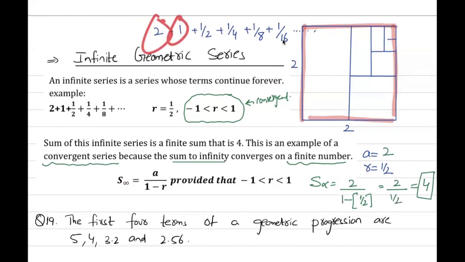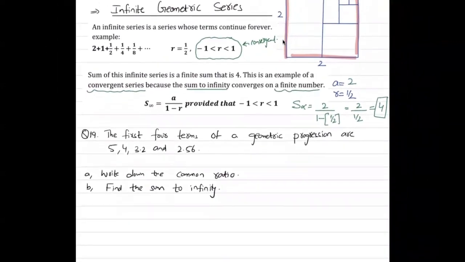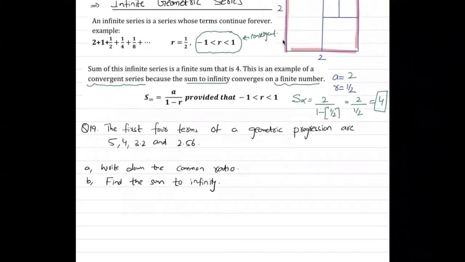If I add this area 2 plus 1 plus half plus 1/4 plus 1/8 plus 1/16, and if I keep on adding all the areas, I would be getting 4. That is the finite sum. So let's look at this question. The first 4 terms of a geometric progression are 5, 4, 3.2, and 2.56. Write down the common ratio.